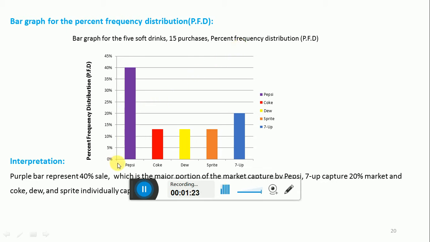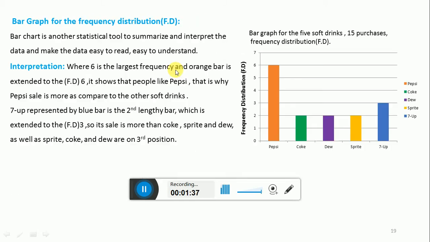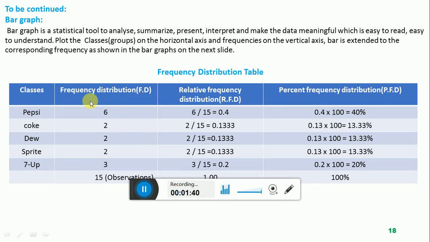Again, in the bar graph we have classes on the horizontal axis: Pepsi, Coke, Dew, Sprite and 7-Up, and we have percent frequencies on the vertical axis. I am taking you back to the frequency distribution table. This is the frequency distribution table: the same classes, same frequencies, same relative frequencies and same percent frequency distribution. In this section the bar graph will summarize these statistics, to summarize and interpret the data using the statistical tool, the bar graph.